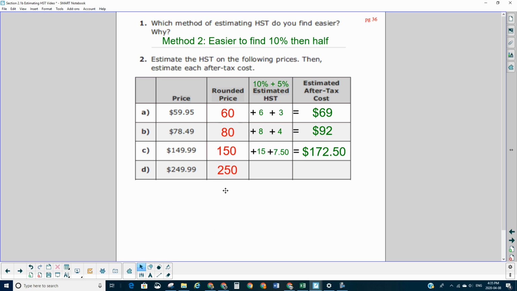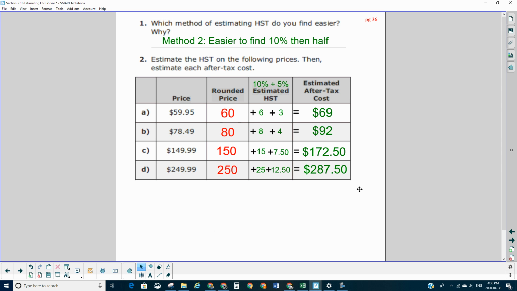Finally, $249.99, much easier to calculate on $250. 10% of that, moves the decimal once, is 25. Half of 25 is $12.50. Add all that up, and we get $287.50. So hopefully the ones that you tried on your own match those estimates.